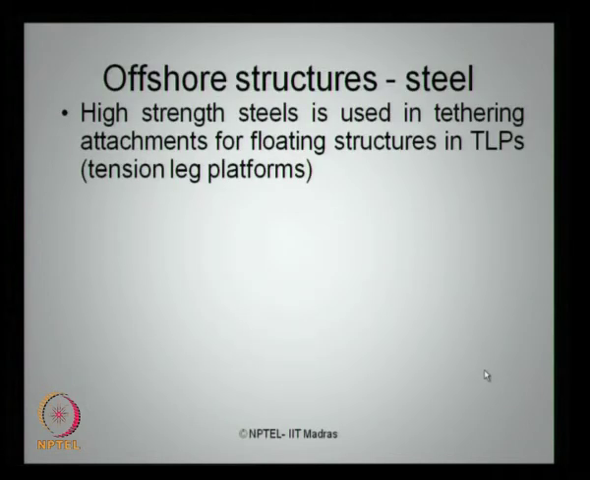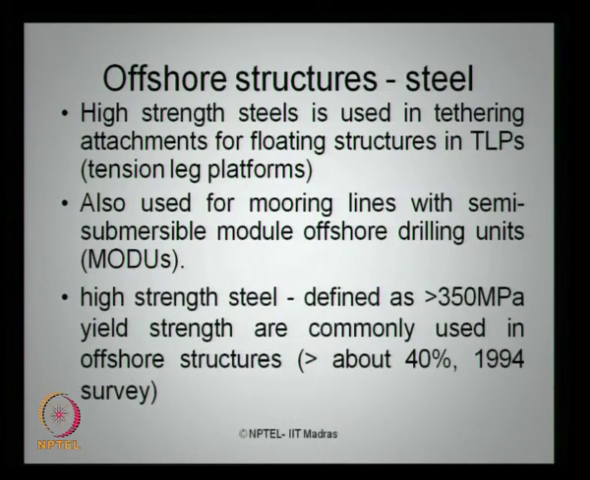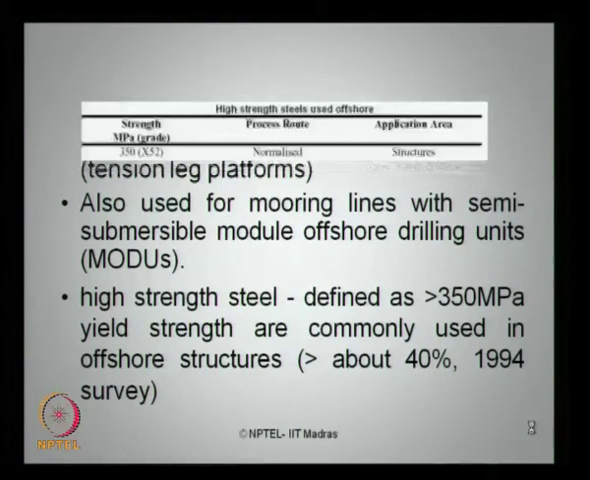If you look further, high strength steels are used in tethering attachments for floating structures in TLPs, and also used for mooring lines with semi-submersibles in case of mobile offshore drilling units. High strength steel, defined as yield strength more than 350 megapascal, is commonly used. About 40% of offshore structural systems use this as per a survey shown in 1994.